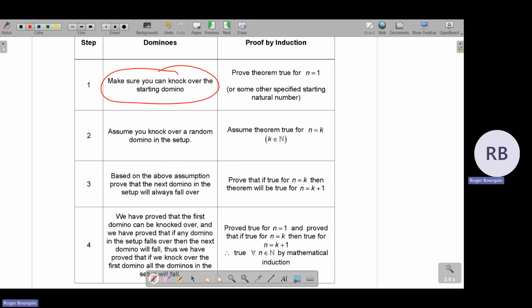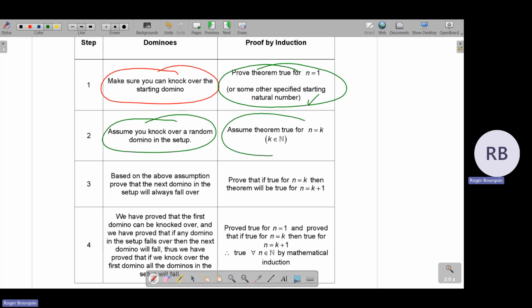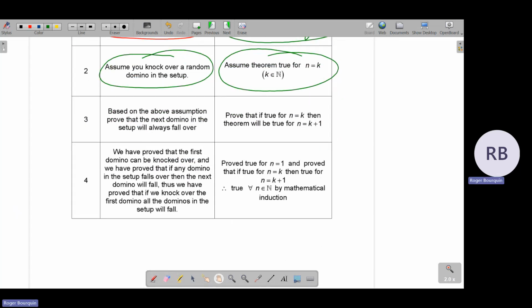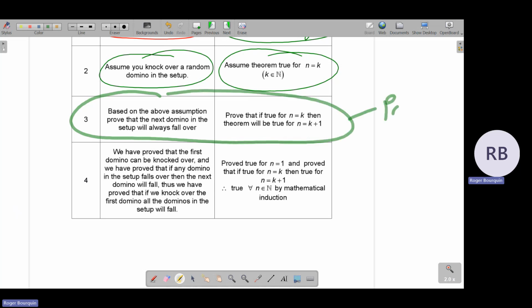In math, what you're going to have to do is prove it's true for n is equal to 1. In other words, we're proving that the first domino can fall, that the statement will be true for n is equal to 1. Then the next thing we do is we make an assumption that you knock over a random domino. In other words, we assume that whatever we're trying to prove is true for some random natural number. The proof part of it is this over here. This is the hard part of it, if you like. This is what we're going to refer to as the actual proof of the thing.